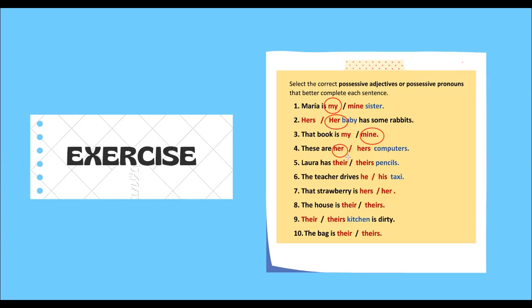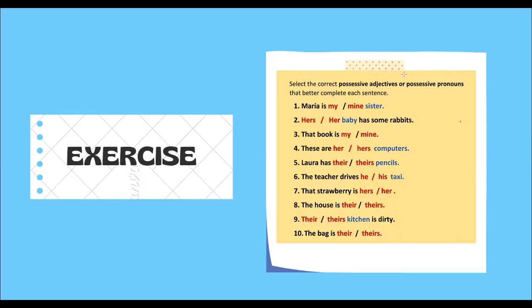These are her computers. Laura has their pencil. The teacher drives his taxi. The strawberry is hers. Her strawberries, and actually it is her strawberries, but there are no strawberries mentioned, so we are saying hers. The house is theirs. Their kitchen. There is a subject, so we have to say their. The bag is theirs because there is no subject.